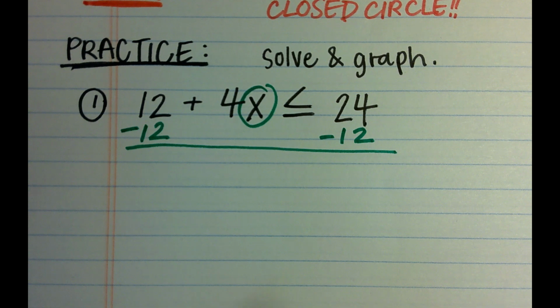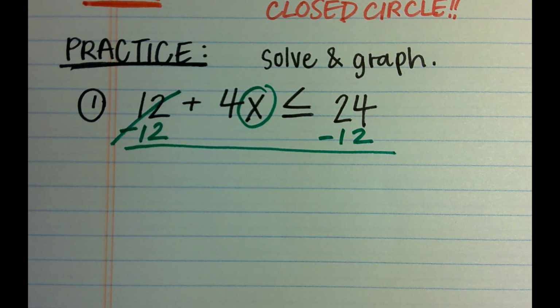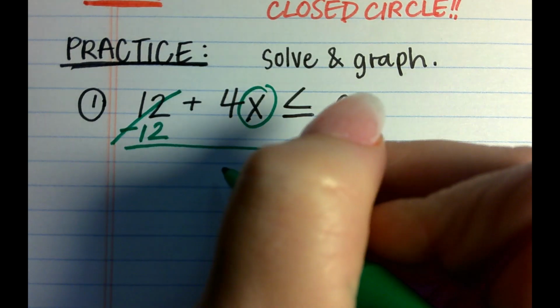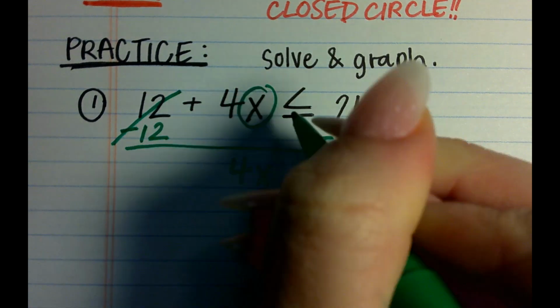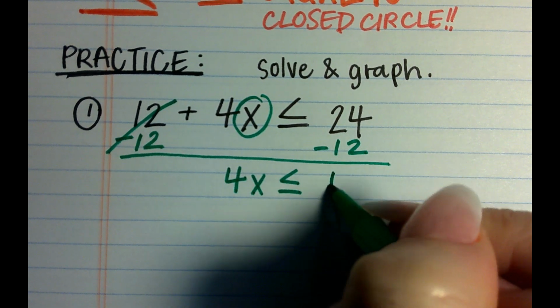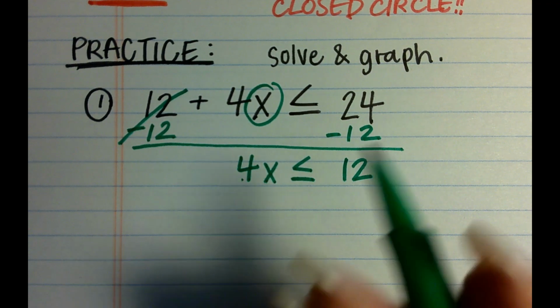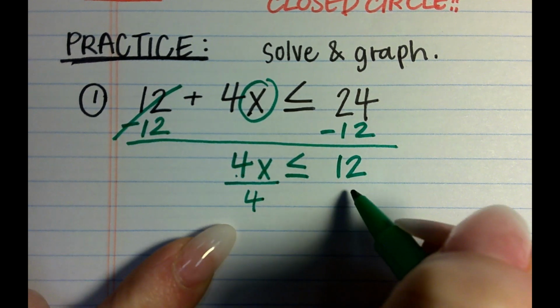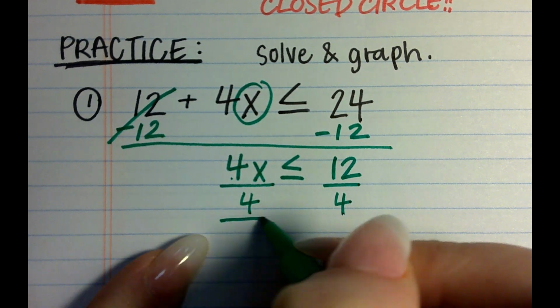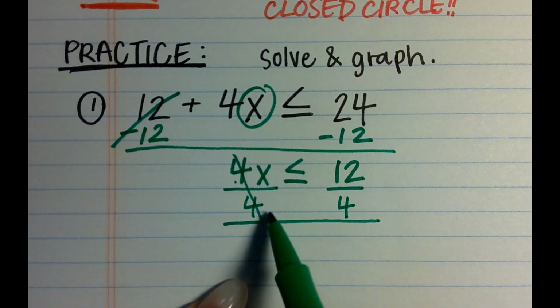And what happens next? The 12s cancel. Bring down the 4x. Good. And bring down the less than or equal to. And 24 minus 12 is 12. Perfect. So now I have 4x is less than or equal to 12. Now we divide by 4 on both sides.